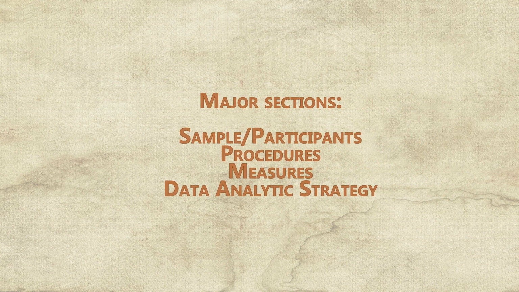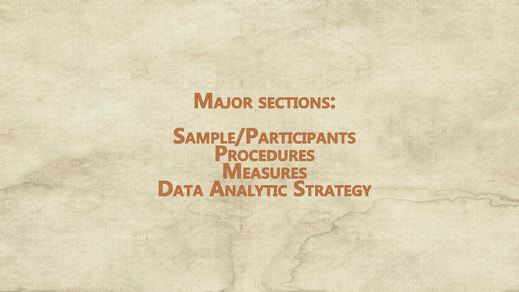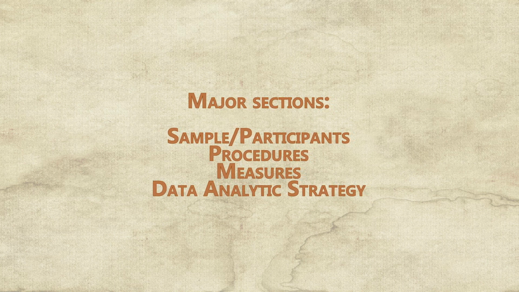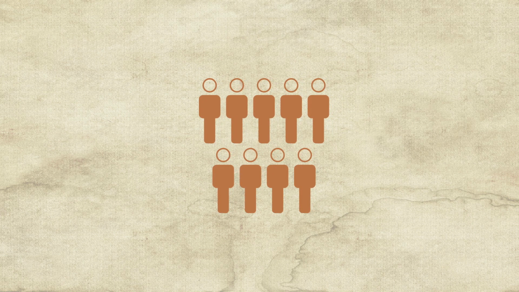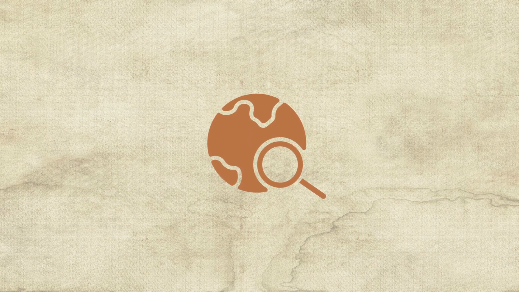Let's take a step back for a moment and talk about the major sections of the methods section. First, note that you may need to add sections or exclude sections based on the specifics of your study design. Step 1. From whom are you gathering your data? Who are your participants? Did the data come from an archival source? If you collected new data from new participants, tell me where you got them.